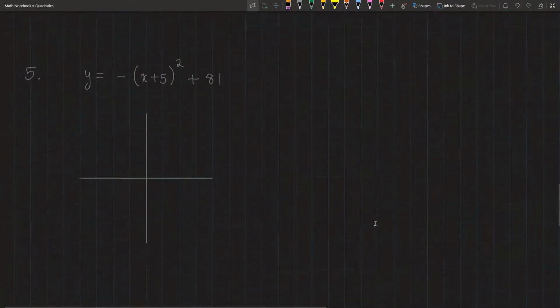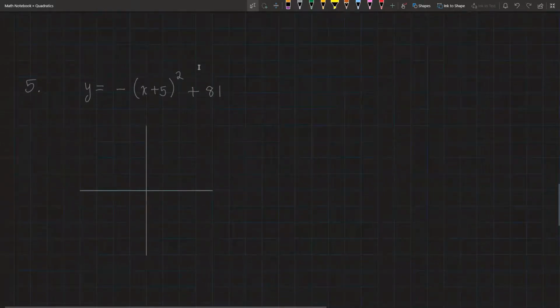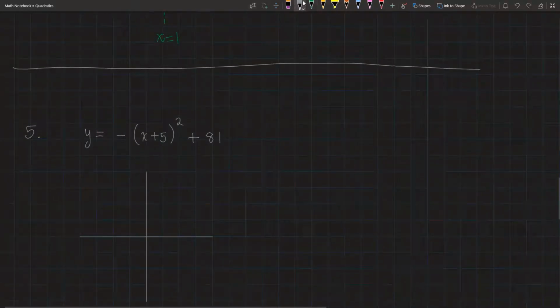Hopefully you're gaining some speed and comfortability with all three forms. Take another second to think, what is the easiest thing to find in this form? It's not the y-intercept. It's not the x-intercept. It is the... hopefully you recognize that as vertex form.